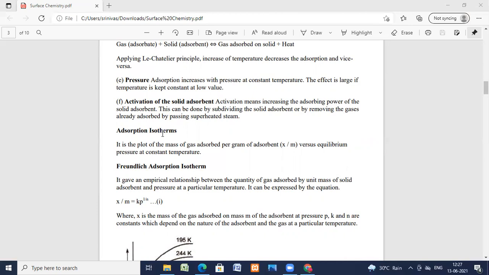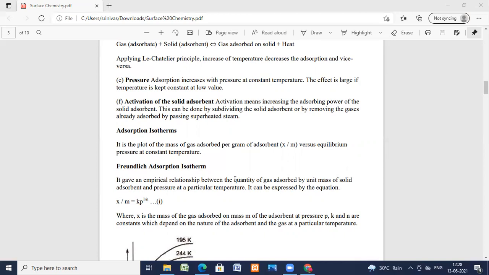Freundlich adsorption isotherm. Freundlich gave an empirical relationship between the quantity of gas adsorbed by a given amount of solid adsorbent surface and the pressure of the gas at a particular temperature. x by m is equal to k p to the power n. x is the weight of the gas adsorbed.